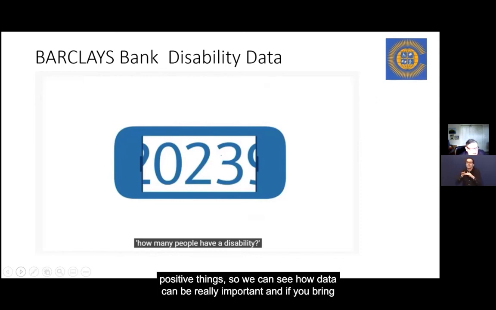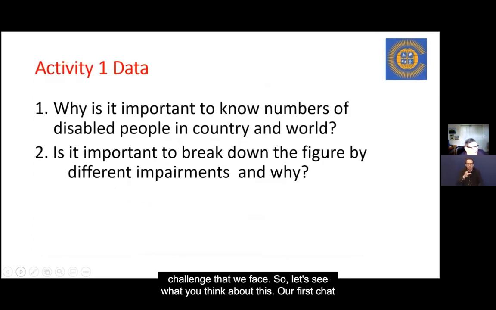So we can see how data can be really important. And if you bring it down to the level of low and middle income countries where we have much less data and most disabled people are not recorded, we can see that there's a big challenge that we face. So let's see what you think about this.